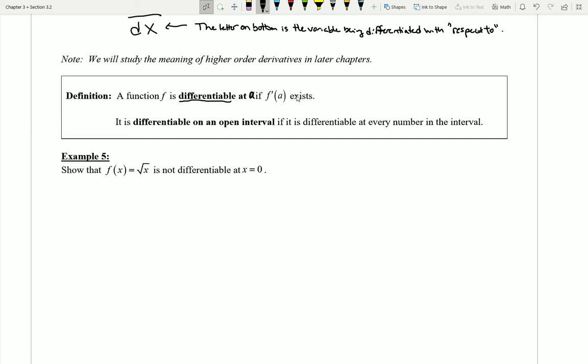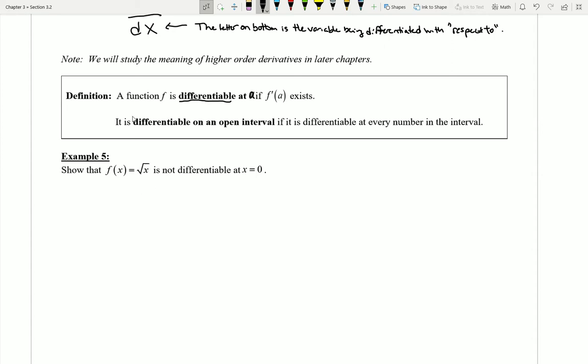Okay, so when we say that a function is differentiable at a spot, we really just mean that you can take its derivative and you can plug in a value a and actually get an answer. That means, of course, that the slope of the tangent line can be found at that point.